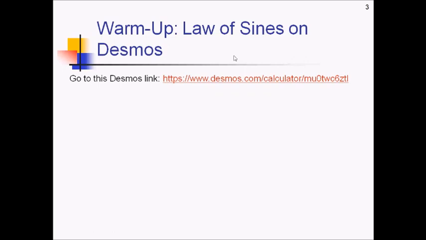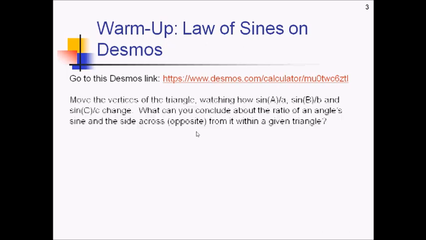In order to help you properly meet the star of this lesson, I'm going to give you a Desmos link to go to here. So pause the video and go here, and while you're there, you're going to see a triangle. Move the vertices of the triangle and watch on the left how sine of A over A, sine of B over B, and sine of C over C change, and see what you can conclude about the ratio of an angle's sine and the side across from it or opposite from it within a given triangle.